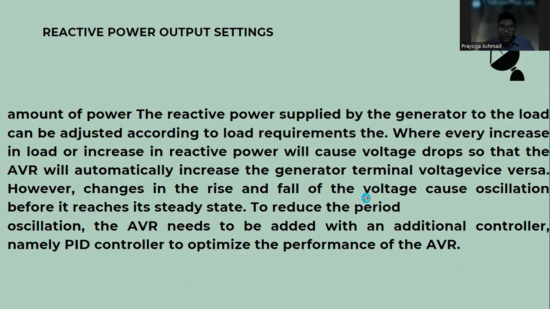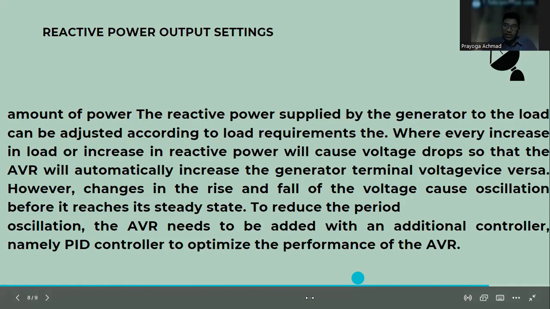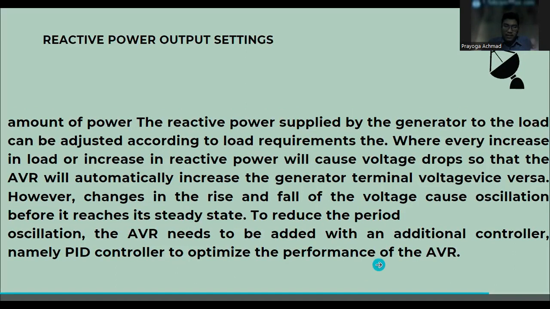However, the changes in the rise and fall of the voltage cause oscillation before it reaches a steady state. To reduce the oscillation, the AVR needs to be added with an additional controller, namely a PID controller.